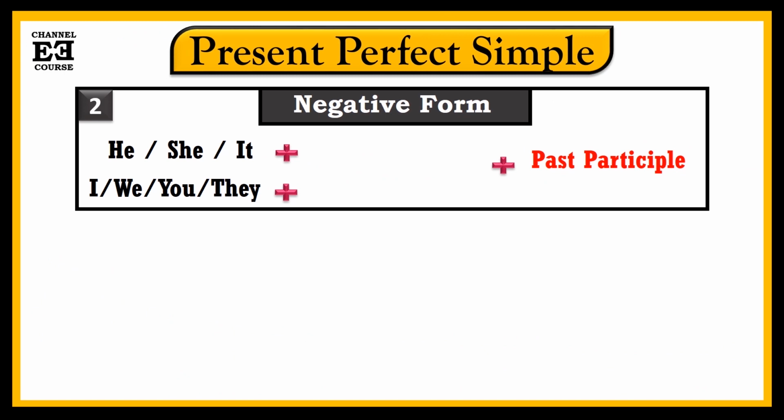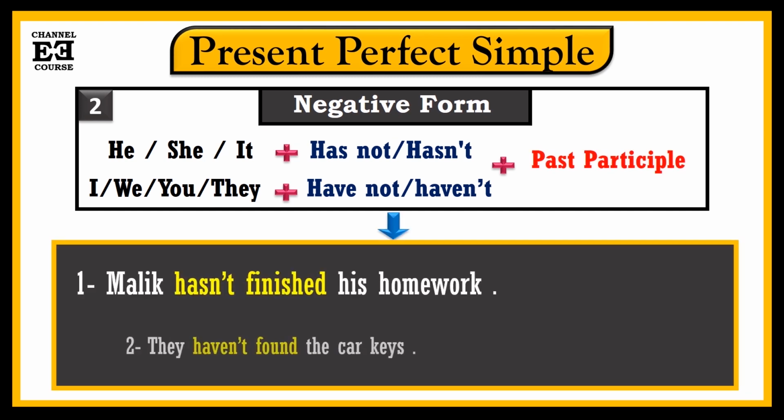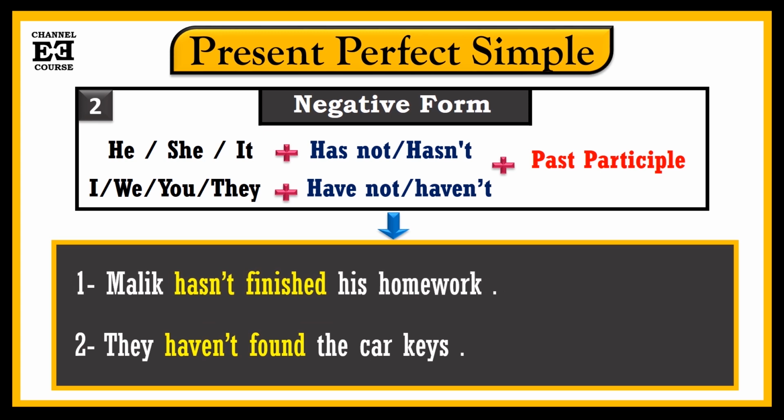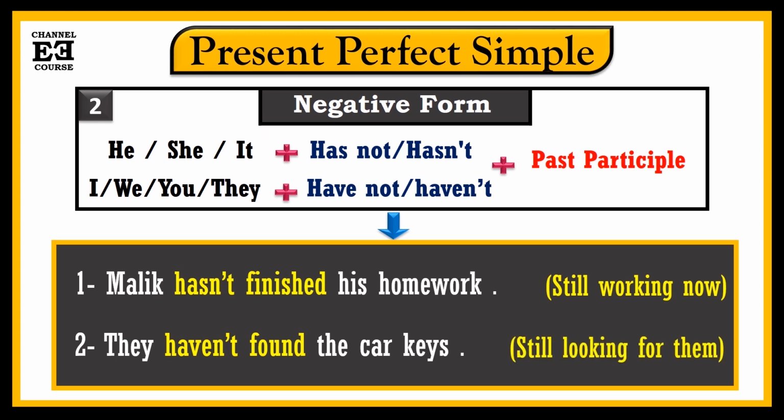With the negative form, there is not much difference, as we only need to add not to the auxiliary to get hasn't and haven't, followed by the past participle. Let's check how this works in real practice. 1. Malik hasn't finished his work. This means he's still working now. 2. They haven't found the car keys, meaning still looking for the keys.